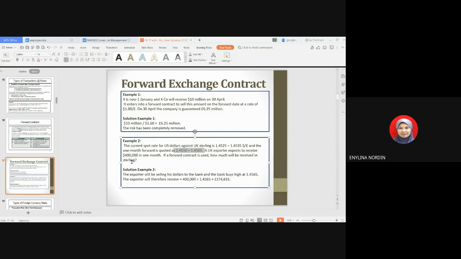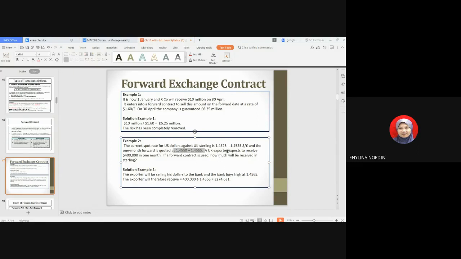If the company uses the contract, the company will receive 400,000. This is for the exporter, because they sell the goods and services in the foreign countries, which is in US, and then they get paid.